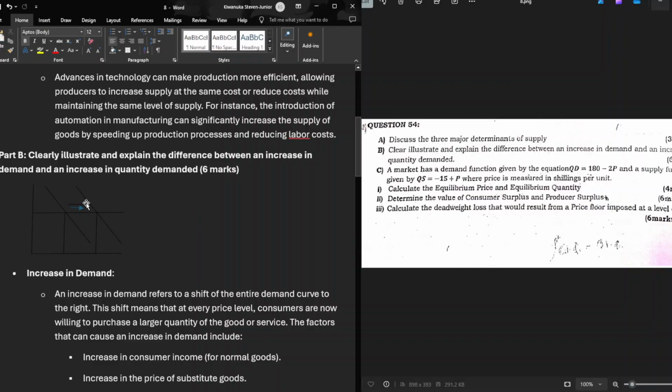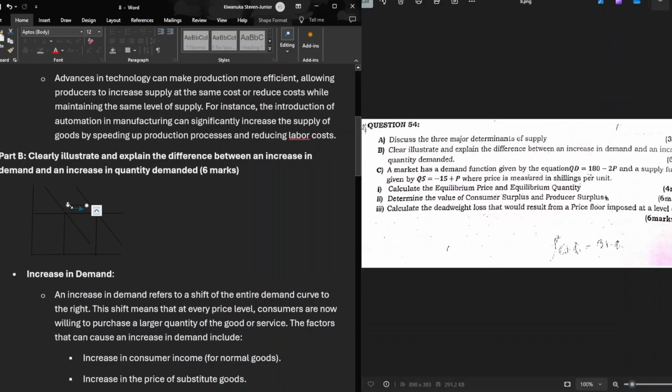So you can actually put here P note, then you put here quantity 1, quantity 2, meaning at the same P note, this y-axis we put price, this x-axis put quantity demanded, meaning at the same price P note, the quantity demanded increases. This is increase in demand.